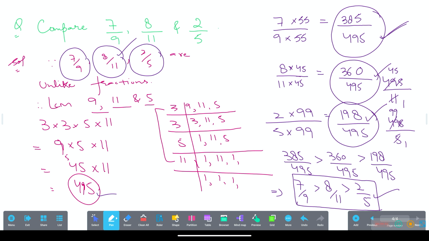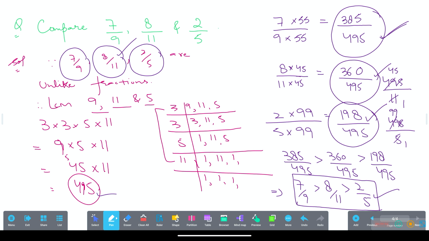So this marks the end of our second subtopic of the first portion of the topic, that is fraction. Till now we have done the introduction. Then we went through the fraction and its styles. Then the third topic that we have done today is comparing fractions, whether they are like fractions or unlike fractions.